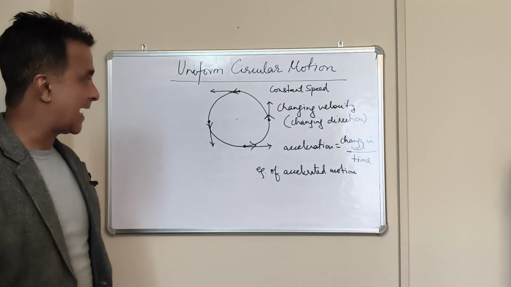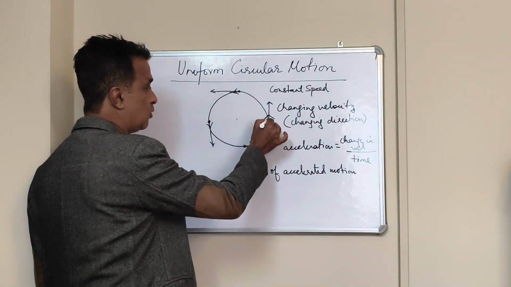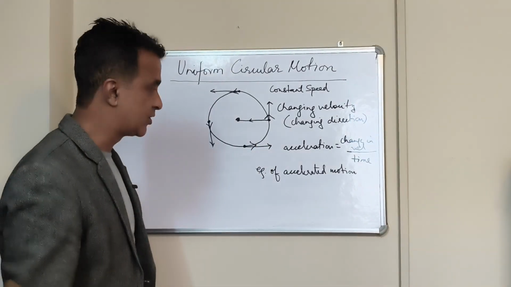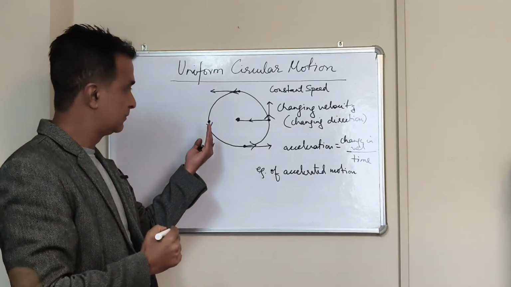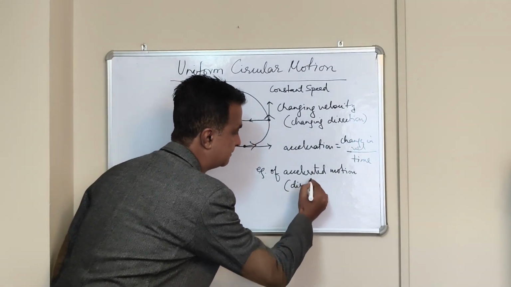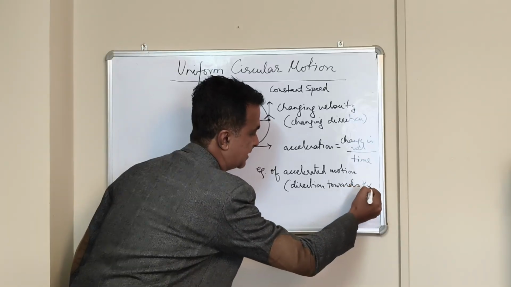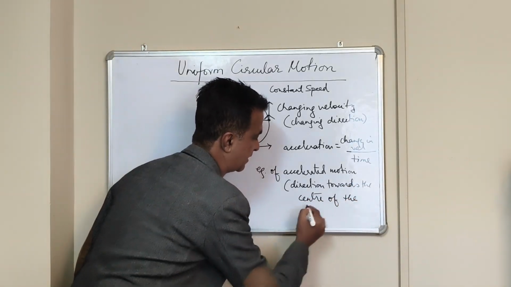And the direction of the acceleration is from the circumference towards the center. This is the direction of the acceleration created, and it is also known as centripetal acceleration. Another term for it, and the direction is towards the center of the circular path.